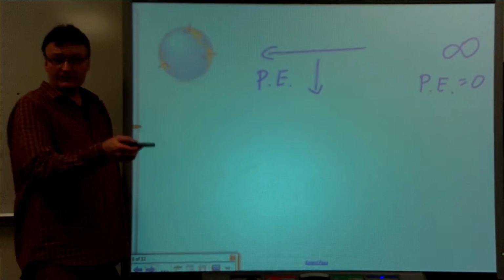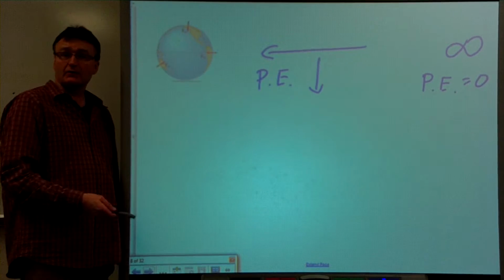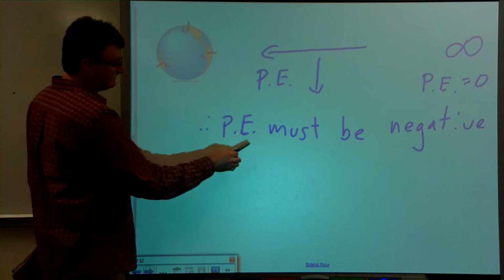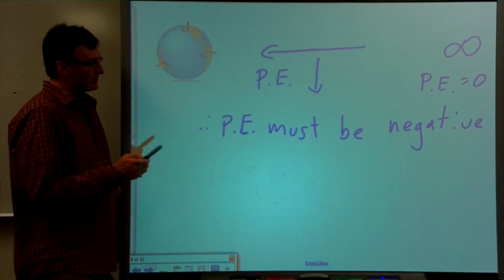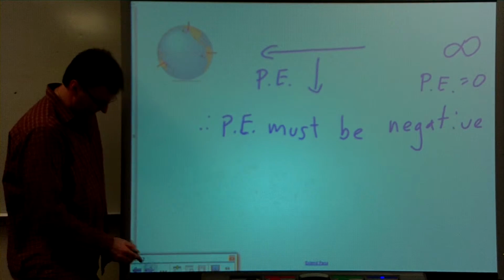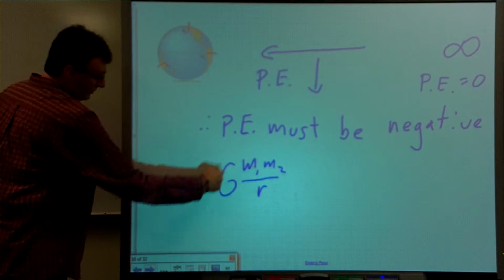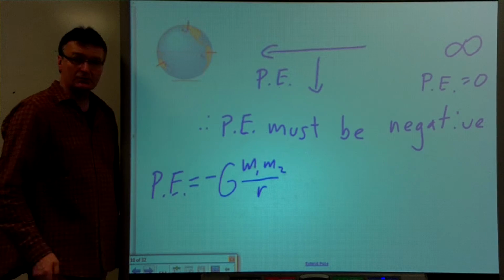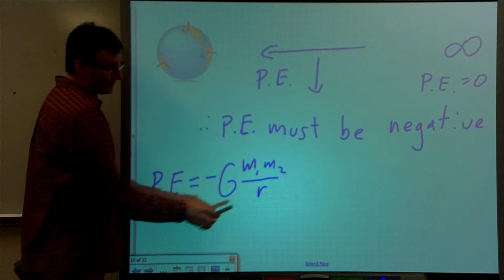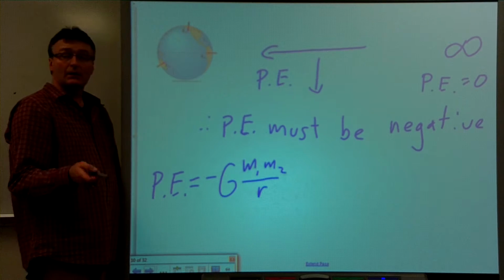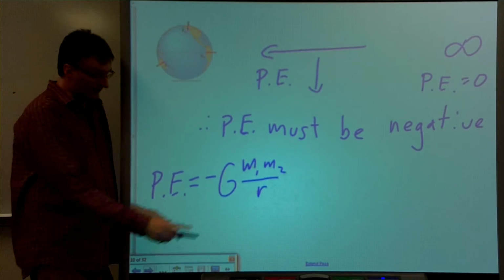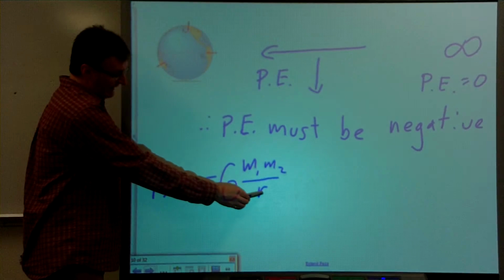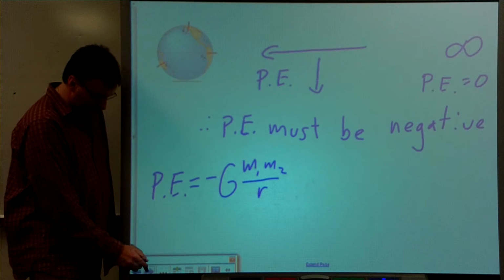So if you're going to start at 0 and you're going to go down, the only way you can go is into negative numbers. That's why we have a minus sign in front of the expression. So with the expression, here it is right here again, it'll be negative G m1 m2 over r. And notice it's r, it's not r squared. Don't get that confused with the force of gravity, which is r squared. So potential energy is negative, and it's just r, not r squared, in the denominator.